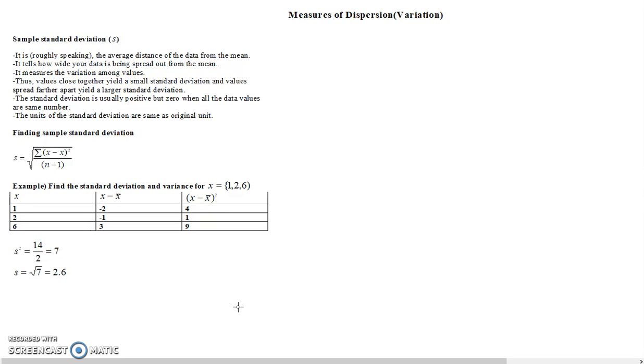For sample standard deviation, we use the letter lowercase s, and for the sample variance, we use s squared. So what is the sample standard deviation? Well, sample standard deviation is the spread of the data from the mean. Roughly speaking, it is the average distance of the data from the mean, or it tells you how wide your data is being spread out from the mean. So let me give you a brief example. Why is the standard deviation so important?